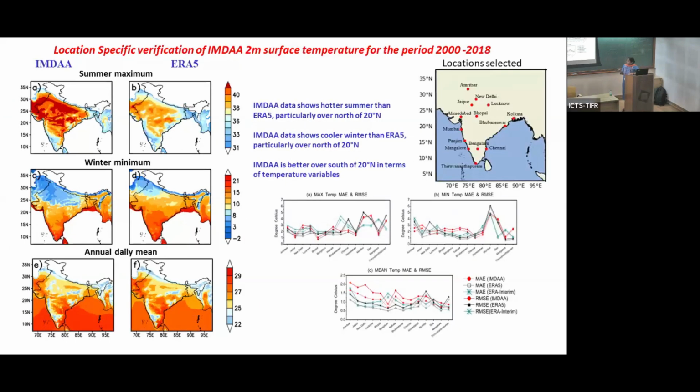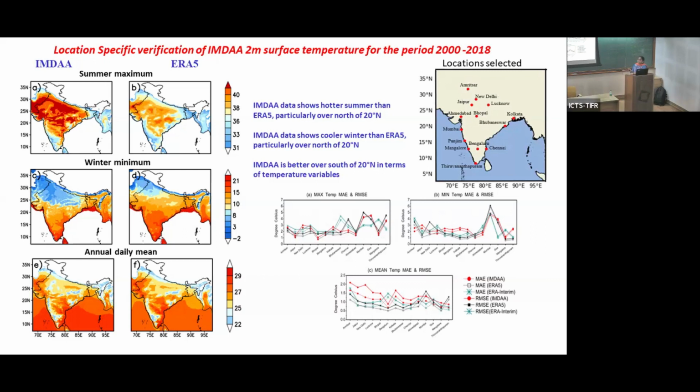Okay, then we did the location-specific verification also. This work was done by one MSc project student from QSAT. She selected some 14 locations all over India, and she compared the maximum temperature, minimum temperature, all those things.